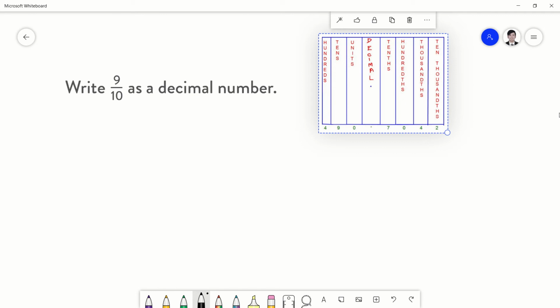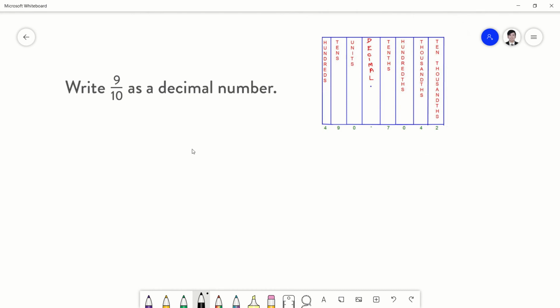So just a quick recall. We have here the different place values. After the decimal point, the first digit after it is the tenths place. Next to it is the hundredths. Next to it is thousandths. And next to it is ten-thousandths.